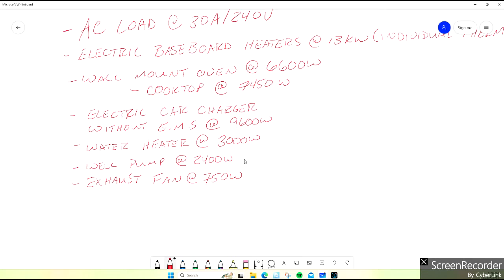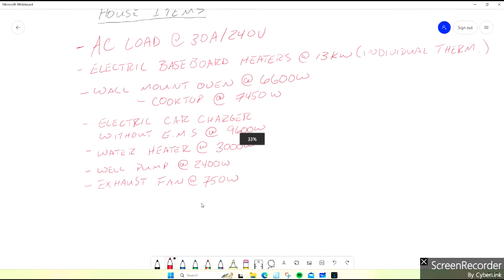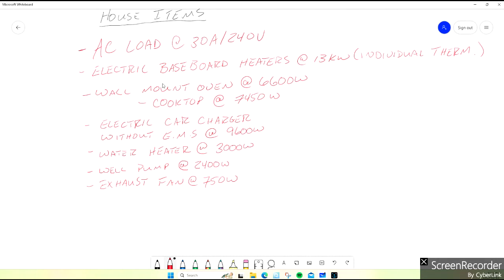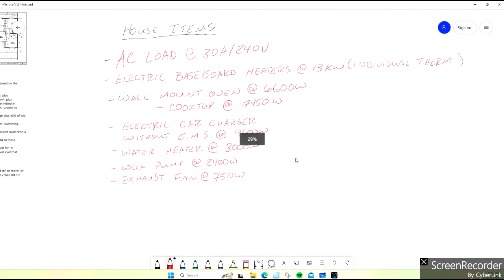And I should mention it's, well, it doesn't matter for what we're doing. I was going to say it's 240 volt, but it doesn't matter. We need the wattage for this. And then we also have an exhaust fan, just a little exhaust fan that's 750 watts. Okay, so just some random stuff. Some of the stuff I actually grabbed right from the textbook, but I added a few things just to expand on some of the rules that the textbook does not expand on. Okay, so that's what we're going to have.